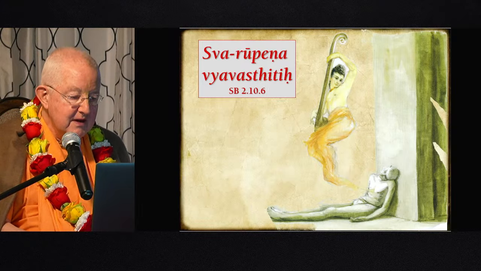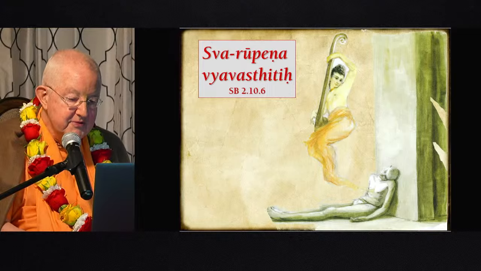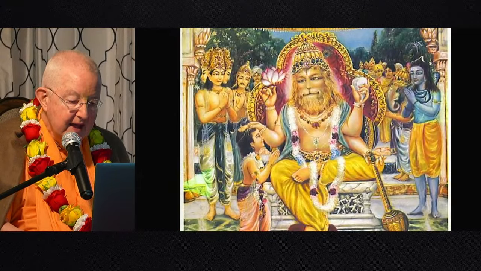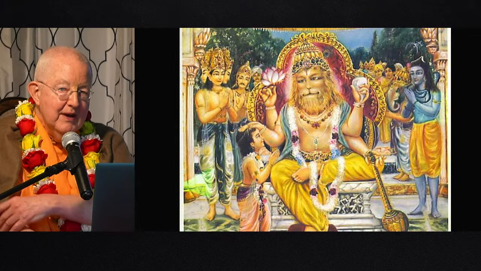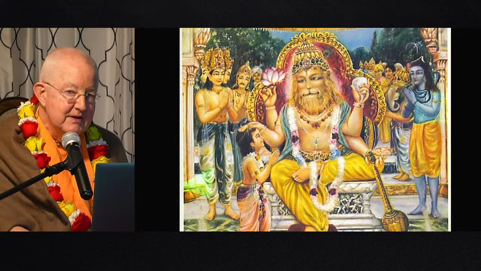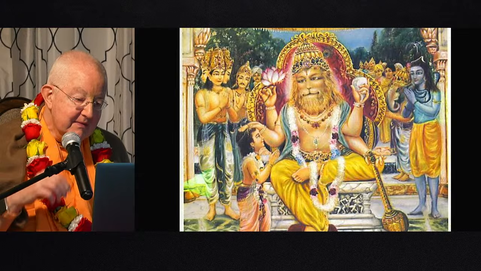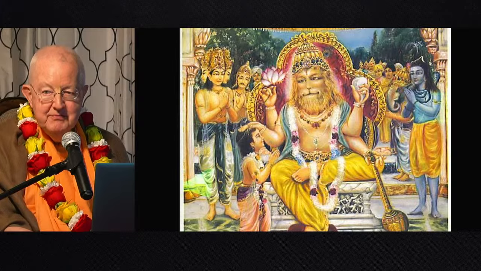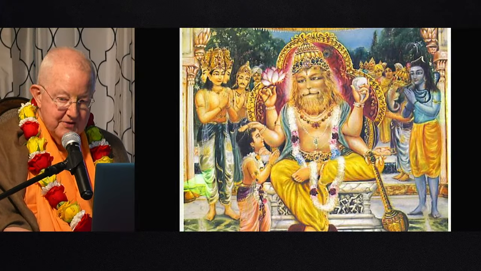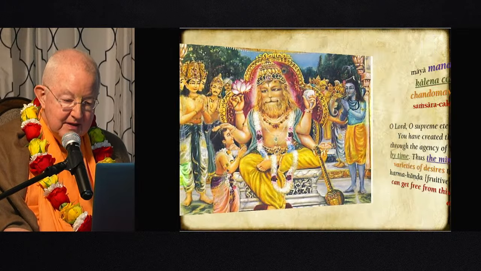Swarupena vyavastiti. You'll find this phrase in Canto 2, Chapter 10, verse number 6. You can look it up. And so that's the stage of spirit. One has spiritual perfection. There's no longer the material identification. But as long as there's a material identification, then those representatives of the Supreme act as mothers or fathers or as doctors or as teachers or as whatever they act as, and they're representing the Supreme.